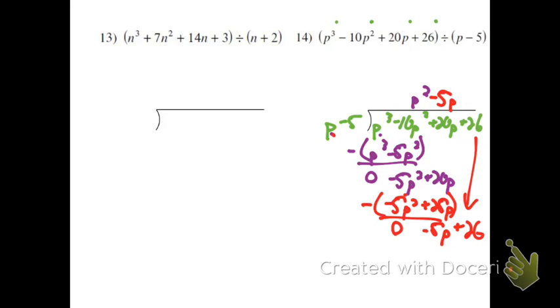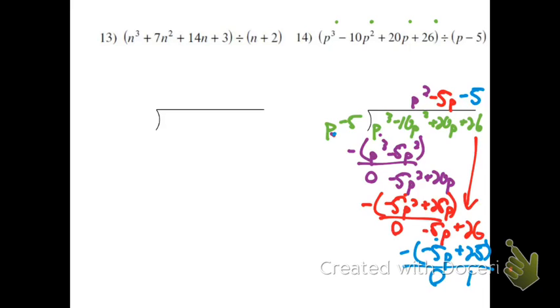All right, so now, what do you multiply by p to get negative 5p? That should just be a negative 5. So negative 5 times p is negative 5p. Negative 5 times negative 5 is a positive 25. When we subtract, got my 0 there, 26 minus 25 is just 1.